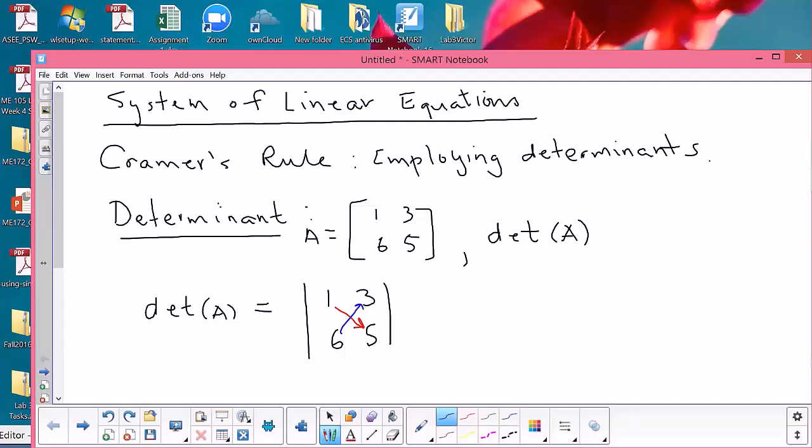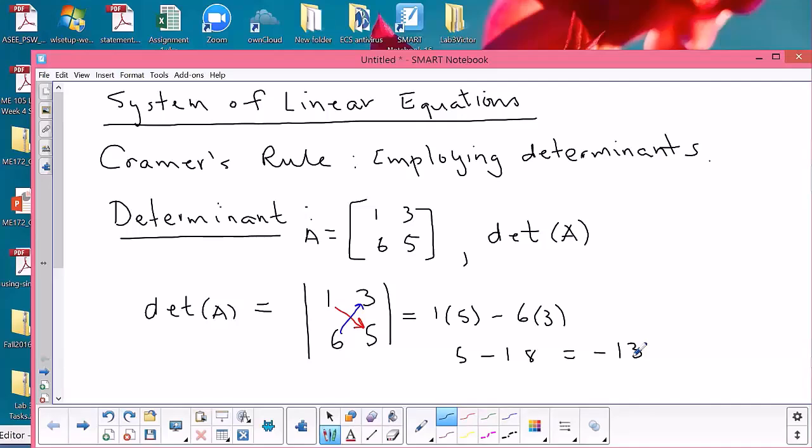So for this, if I want the determinant of A, it is then 1 times 5 minus 6 times 3. So here, what we are having is 5 minus 18. And the answer, of course, is minus 13. So the matrix has to be square for you to find its determinant. And so this is the simplest form, a 2 by 2.